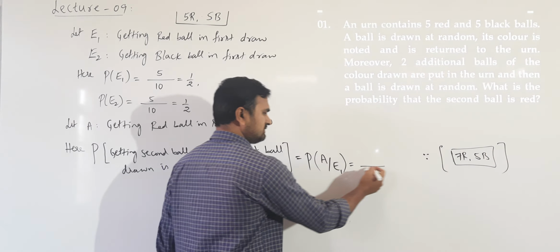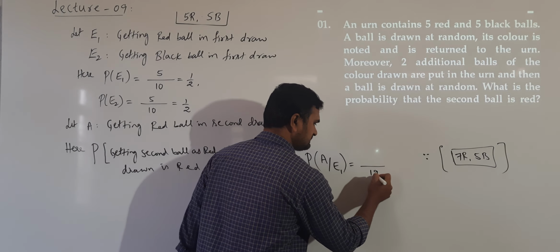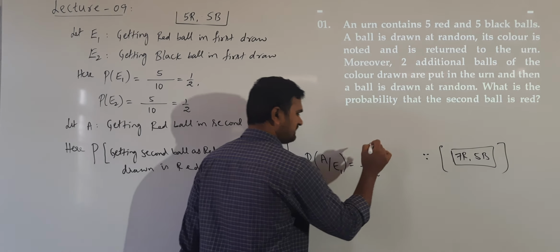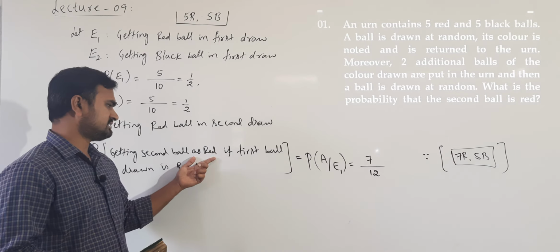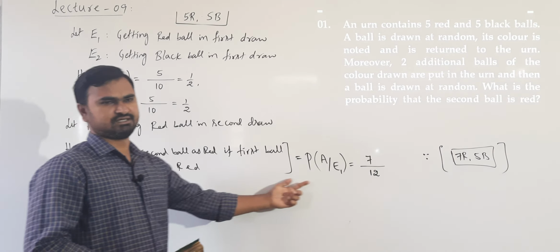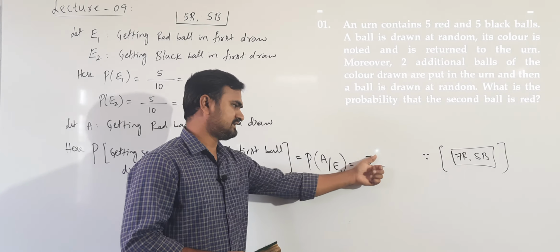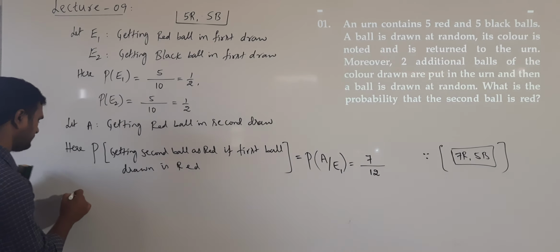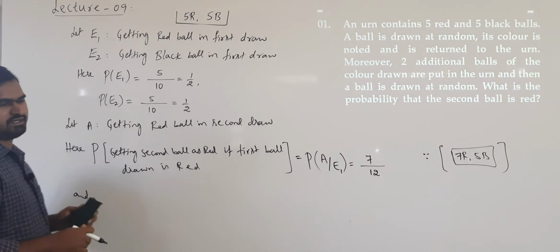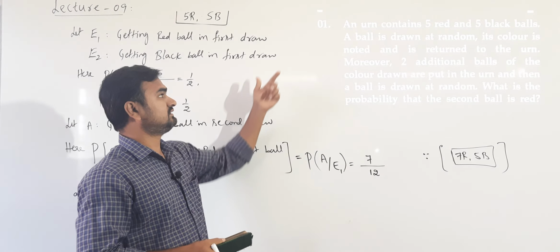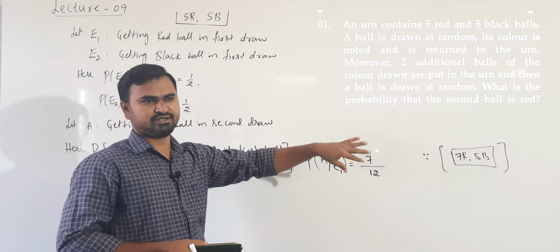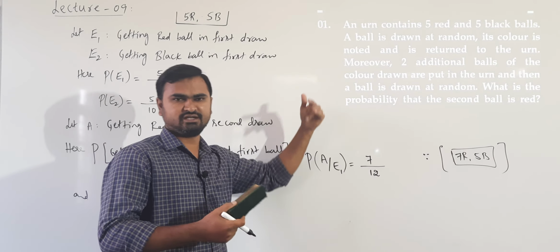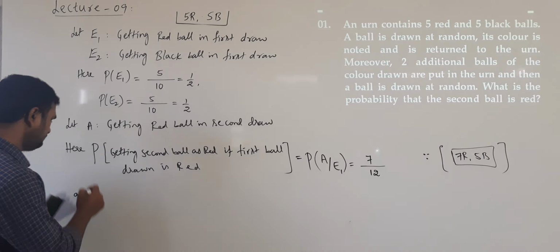So how many are in favor now? Total is 12, and in that 7 are in favor. Probability of getting the second ball red if the first ball drawn is red, P of A given E1, is 7 by 12. And we may draw the red ball in the second draw also if the first ball drawn is black. Now we are adding two more black balls, still we can get a red ball in the second draw.